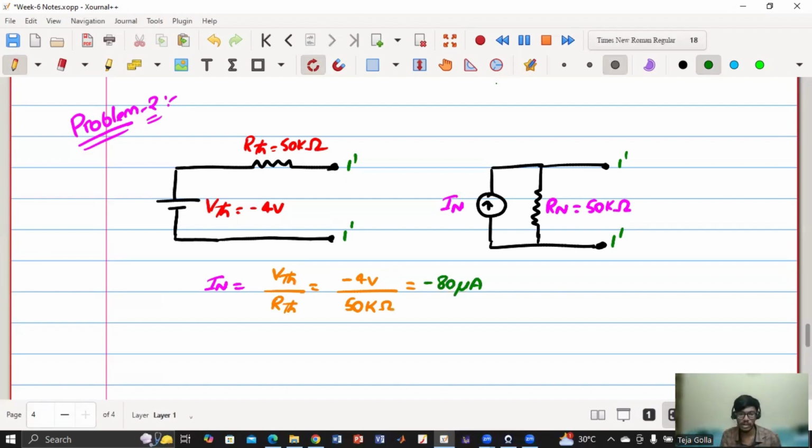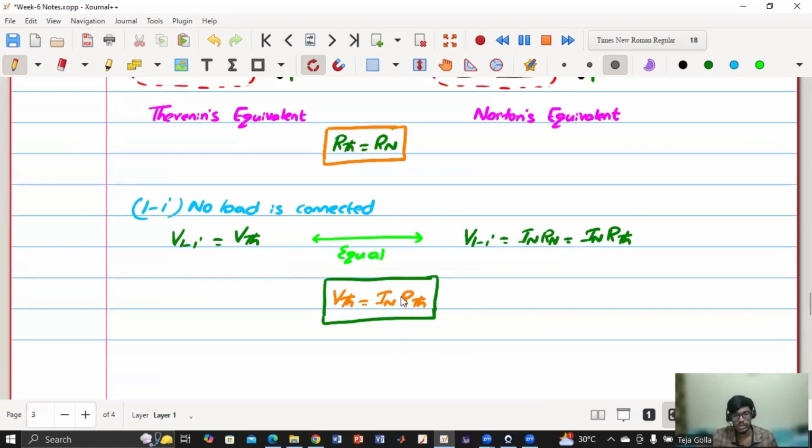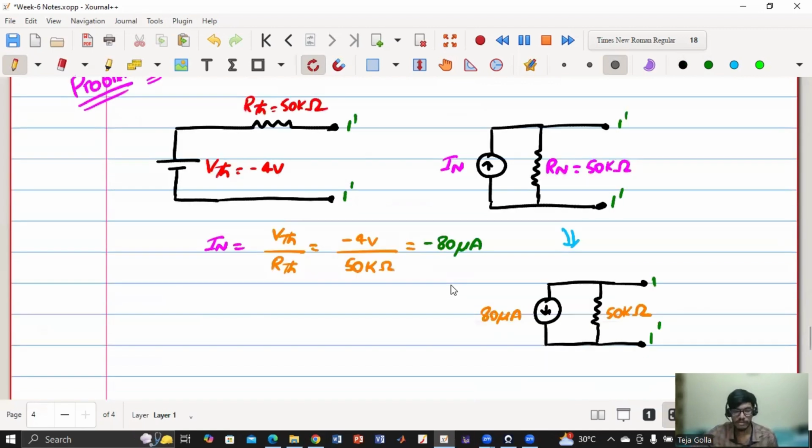So current in the upward direction is minus 80. So I can redraw this as something like this. We have current in the downward direction and one resistor, and this is 1 dash, 1 dash, and this is my 80 microampere, and this is my 50 kilo ohm. So from the Thevenin equivalent, we got the Norton equivalent by using the result that we have obtained over here. So is that part clear? How to change from Thevenin to Norton, Norton to Thevenin?